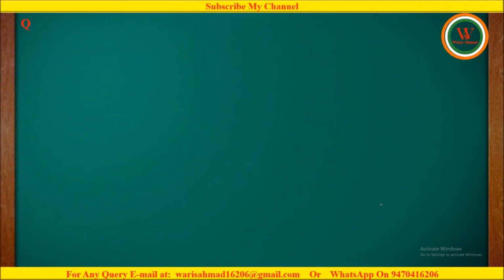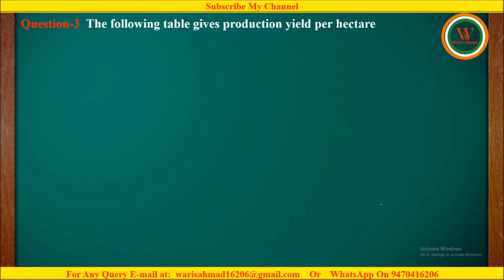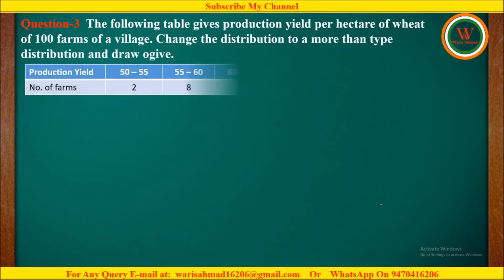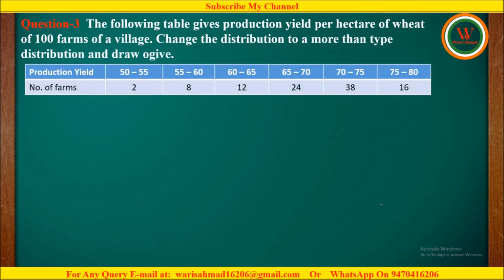Now let us consider question number 3 of the same exercise. The following table gives production yield per hectare of wheat of 100 farms of a village. Change the distribution to a more than type distribution and draw ogive. The given data is production yield and number of farms. Production yield is given 50 to 55, number of farms is 2.